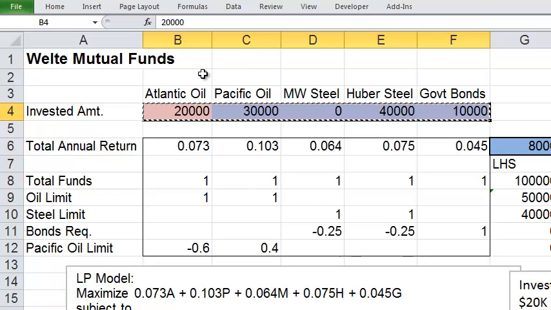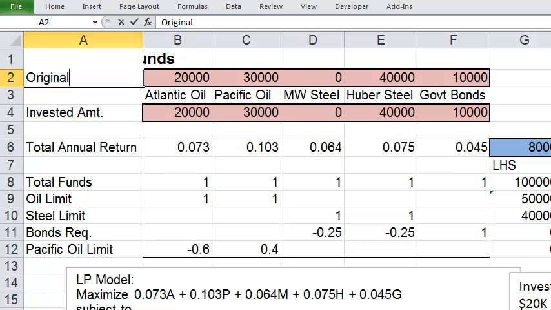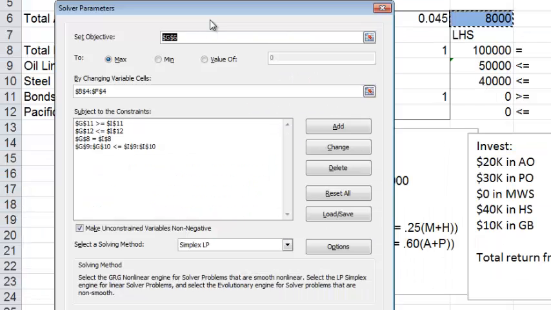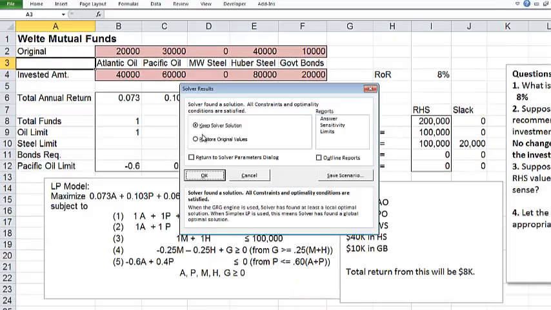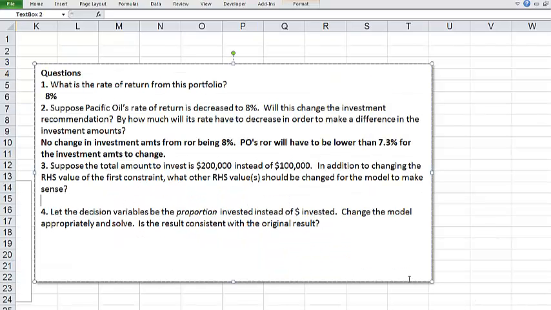And here let's make a copy of this so we could compare. So this was the original amounts. Now we'll solve the new problem with the $200,000 to invest. What do you think will happen? Probably the new amounts will be proportional to the old amounts. So probably all the investment amounts will be twice as much as the original amounts. That was what happened.